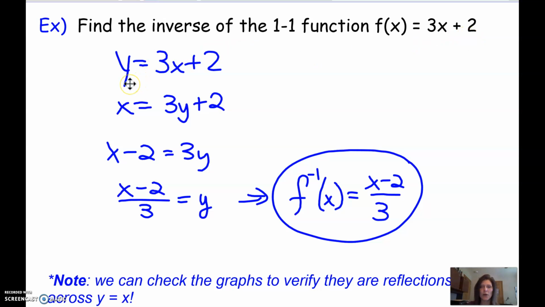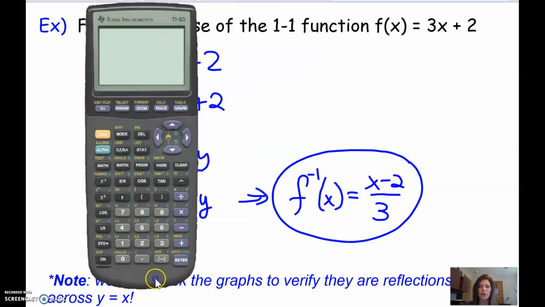First thing I did is swap out f of x for y, and then I switched the x's and y's, and then I say, okay, I want to solve for this y. So we'll subtract 2, divide by 3, boom, I have my f inverse. Now I could graph these two in a calculator and verify. So let me show you that real quickly.